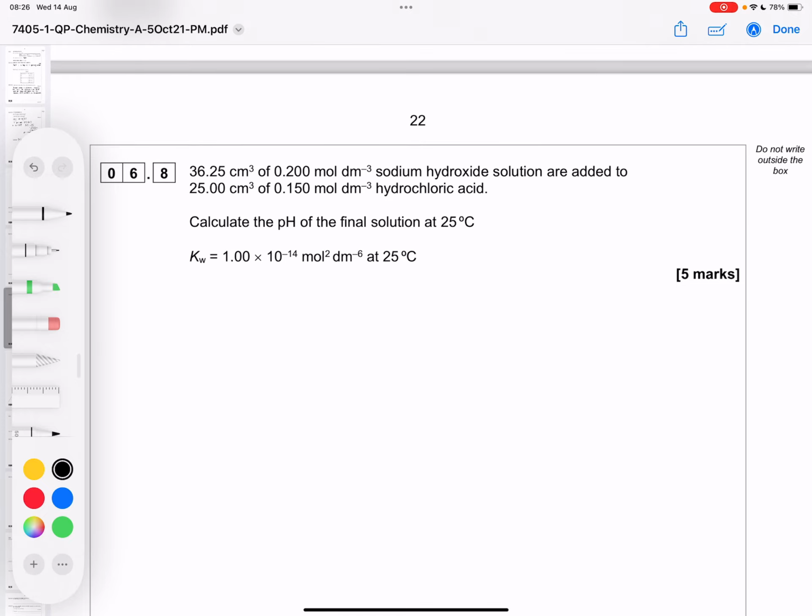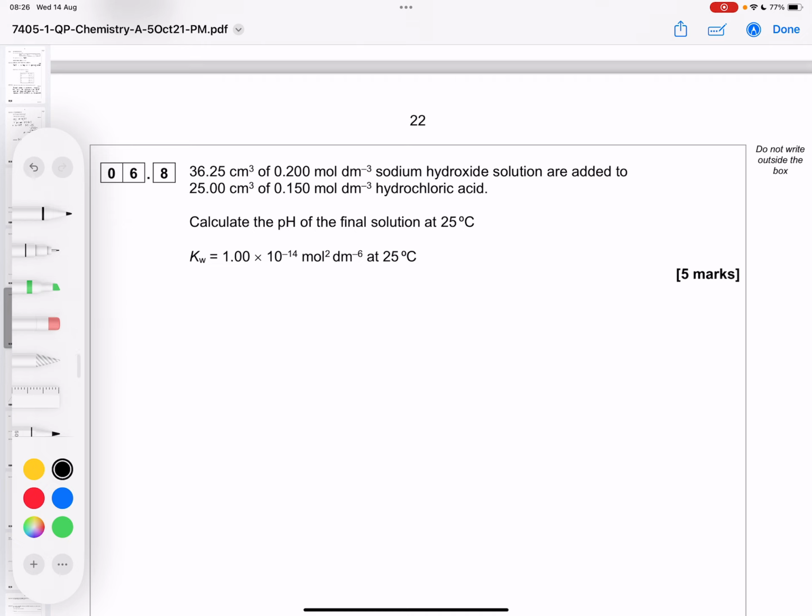36.25 centimetres cubed of 0.2 molar sodium hydroxide are added to 25 centimetres cubed of 0.5 molar hydrochloric acid. Calculate the final pH. Now they've given us Kw in this question, which kind of indicates that this is going to have excess base at the end. But we're going to work it out with these questions because strong acid and strong base are going to neutralise each other, but there's going to be one of them more than the other, so one left over.